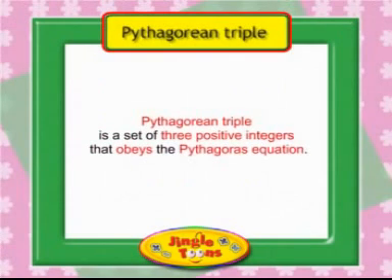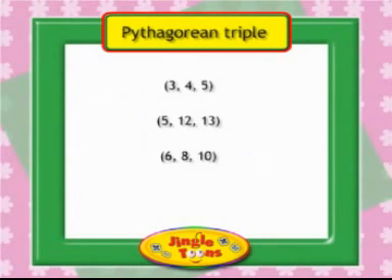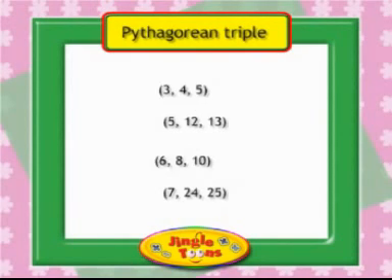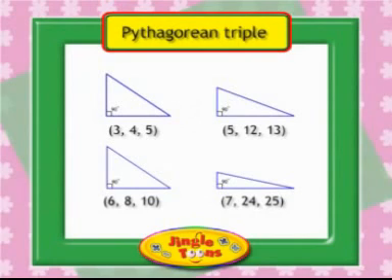Pythagorean triple is a set of three positive integers that obeys the Pythagoras equation. For example, 3, 4, 5; 5, 12, 13; 6, 8, 10 and 7, 24, 25, etc. A triangle constructed with side lengths in a Pythagorean triple is always right-angled triangle.